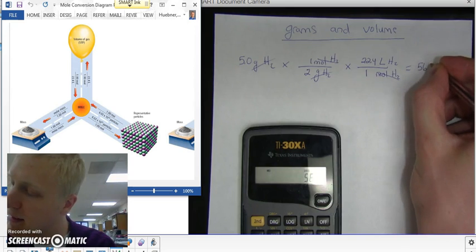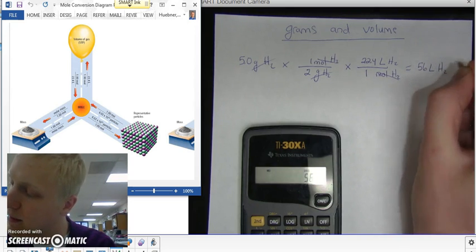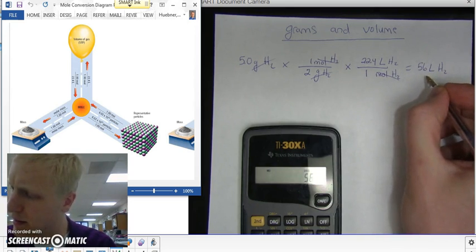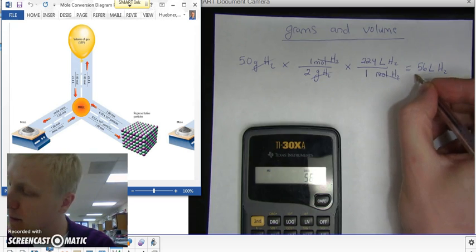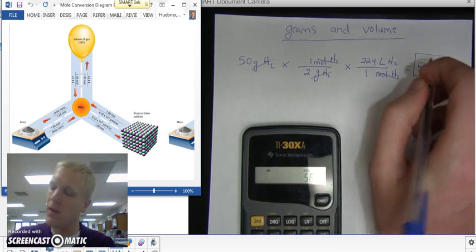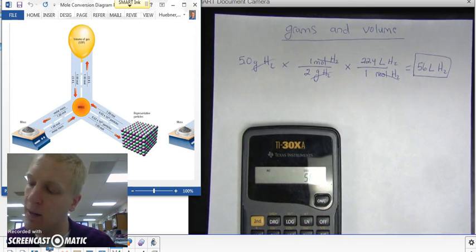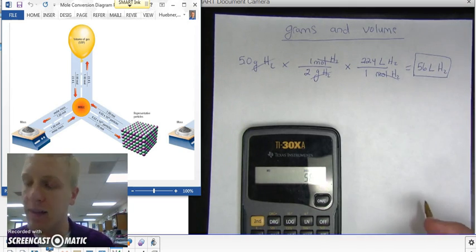56 liters of H2 gas. So if I have 5 grams of H2 gas, that is going to be equivalent to 56 liters.